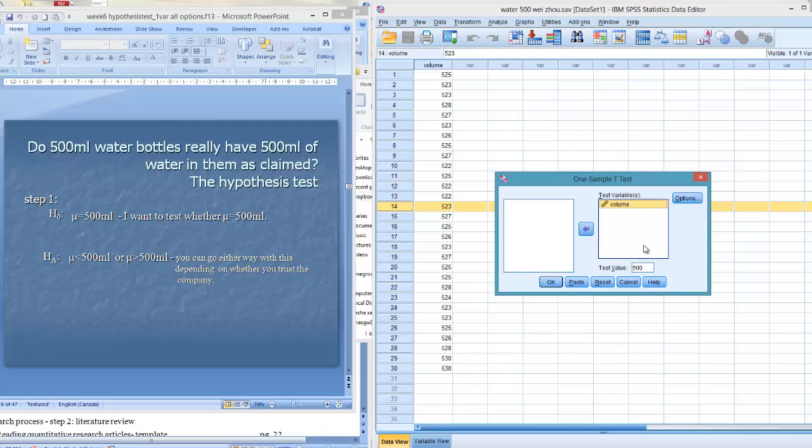I throw it into the right side, and my test statistic, you'll have zero there, and we'll change it to 500. So make sure that that's 500. That is because my null hypothesis is that mu equals 500. I click OK.